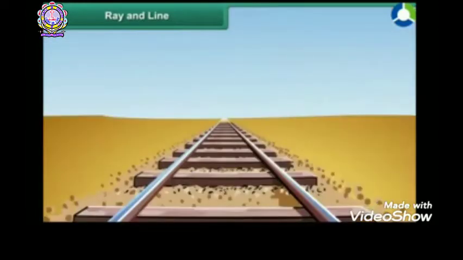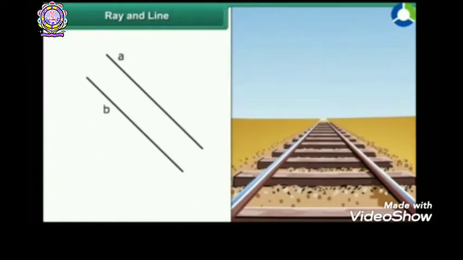Now notice this railway track. The two sides of the track do not cross one another. These sides are parallel. Similarly, two lines are said to be parallel lines if, no matter how far the lines extend in either direction, they never cross each other.